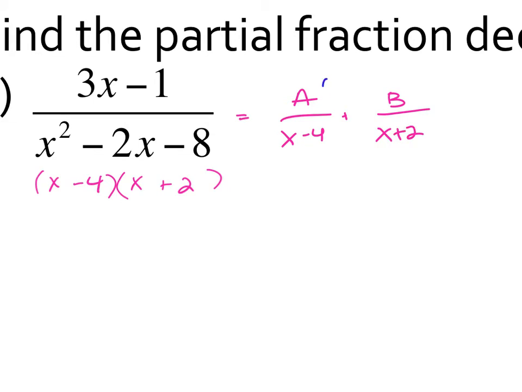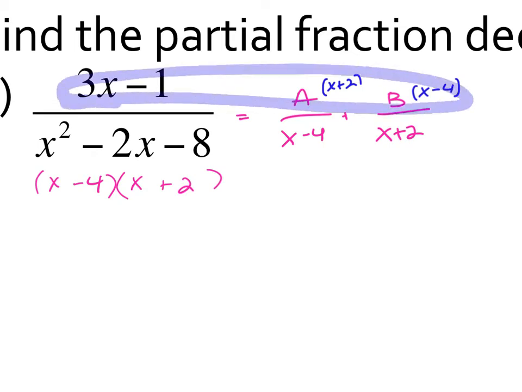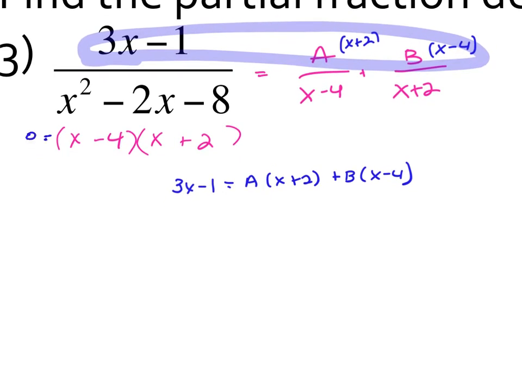So the a is missing the x plus 2 and the b is missing the x minus 4. So now I grab only the numerators and I get 3x minus 1 equals a times x plus 2 plus b times x minus 4. And then I can either do it from here or from where we're at to determine what are the two numbers I have to plug in. But one at a time, I'm going to plug in positive 4 and then negative 2.